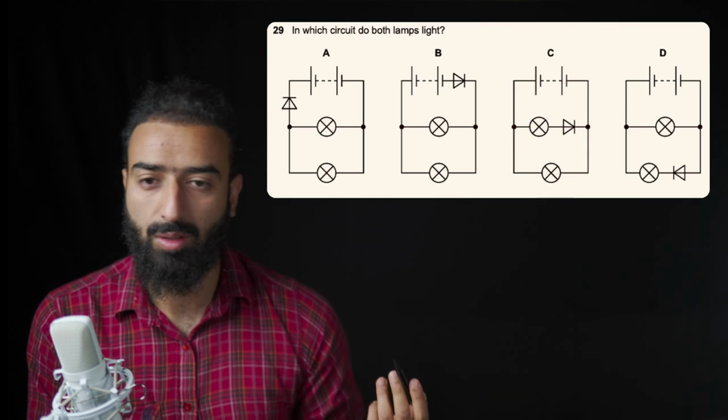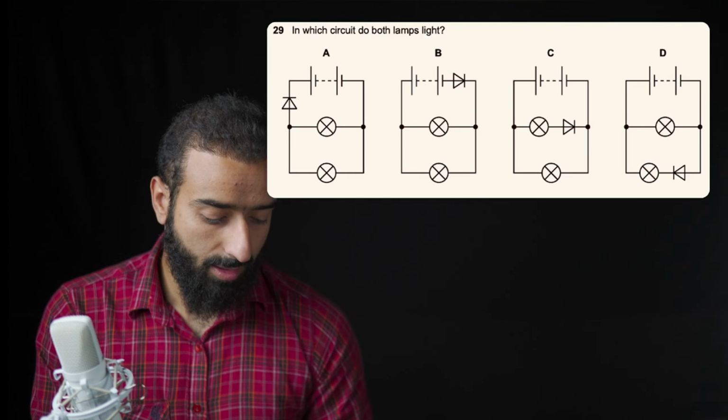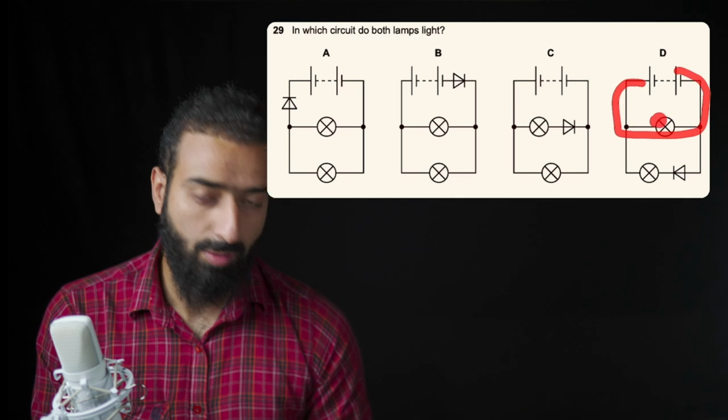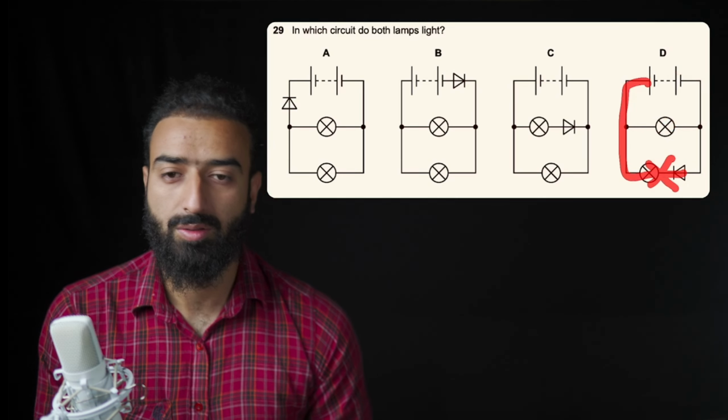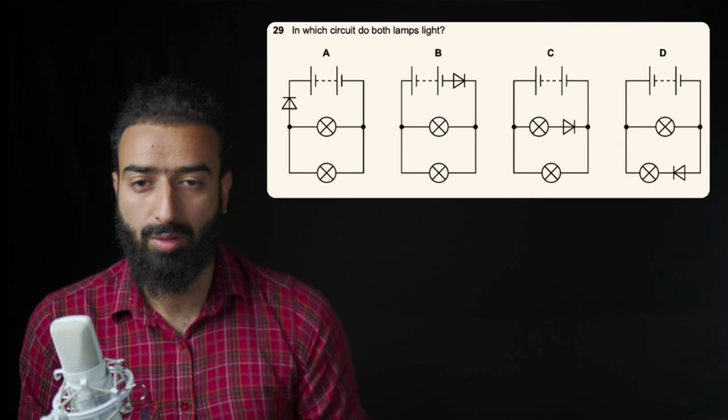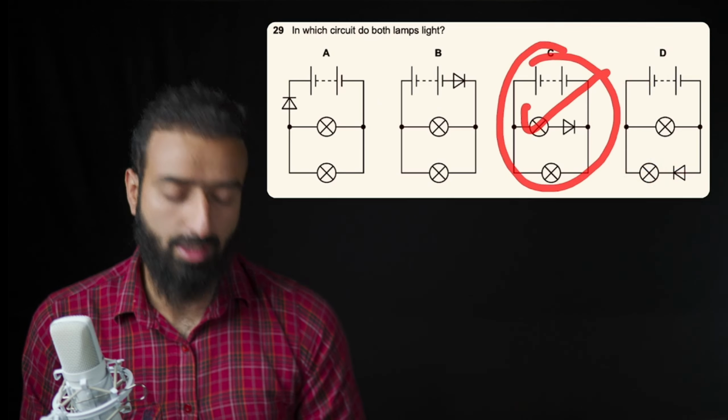Let's also have a look at the D part. In this case, current can flow like this. So this bulb is going to glow, but current cannot move through this path. So the bulb which is lower is not going to glow. So C is the correct option for this one.